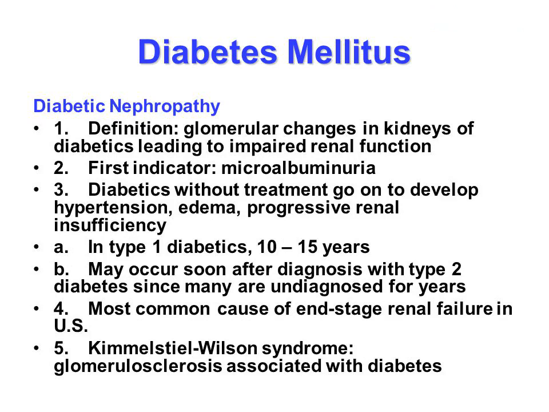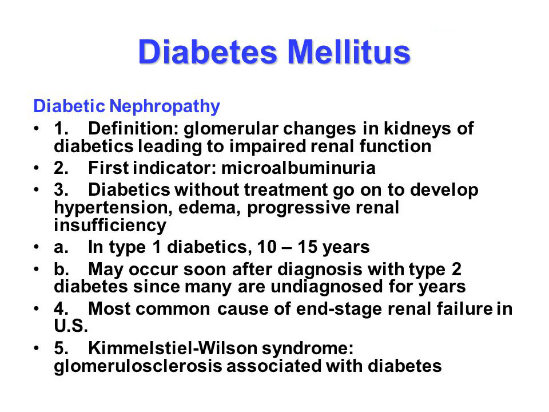1. Definition. Glomerular changes in kidneys of diabetics leading to impaired renal function. 2. First indicator, microalbuminuria. 3. Diabetics without treatment go on to develop hypertension, edema, progressive renal insufficiency. A. In type 1 diabetics, 10 to 15 years. B. May occur soon after diagnosis with type 2 diabetes since many are undiagnosed for years.